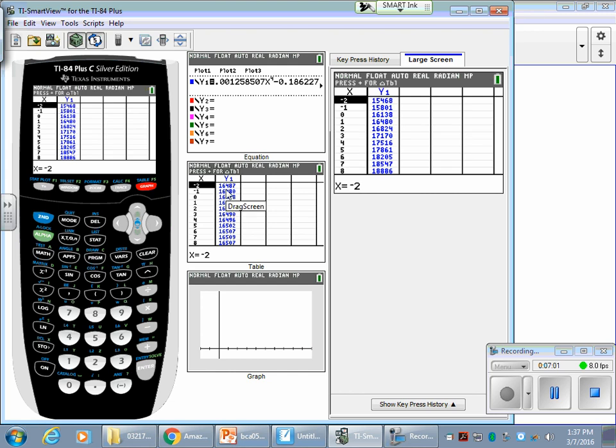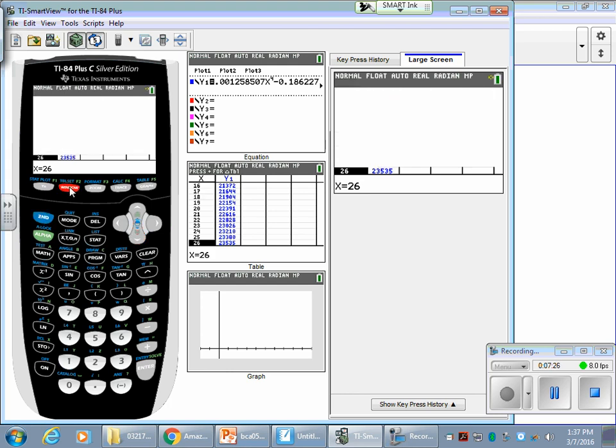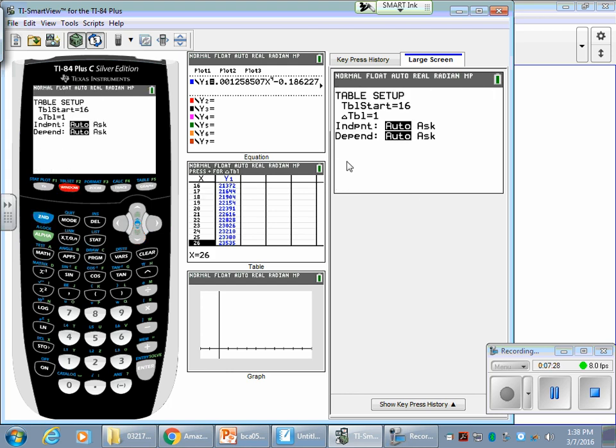All right, they said that X in this problem is the number of years since 1900. And so like 10 would be 1910, 20 would be 1920. They want to know how many were there in 1960 and in 1980. And I can scroll down, but honestly, a faster way would be to change it from auto to ask. When this stops here in a second, I'll do that. I'm going to go to second window, which is my table setup, and I'm going to change my independent from auto, which is what it's on now, to ask, and go back to the table.